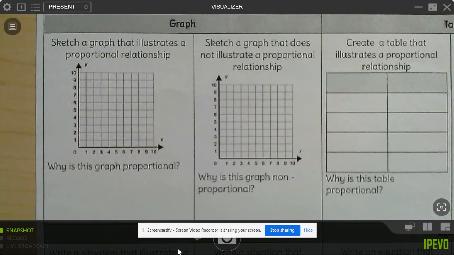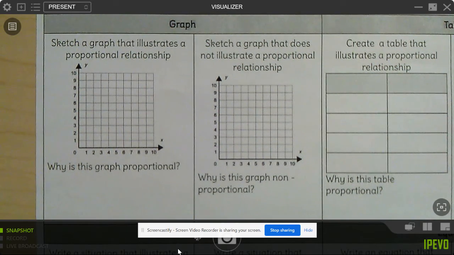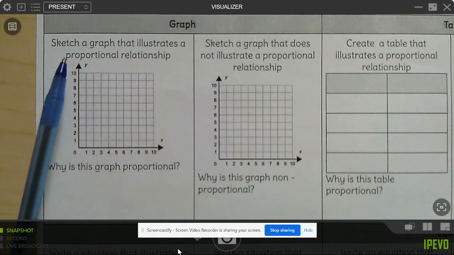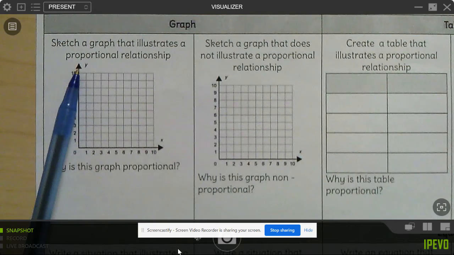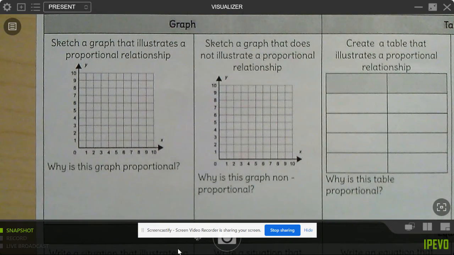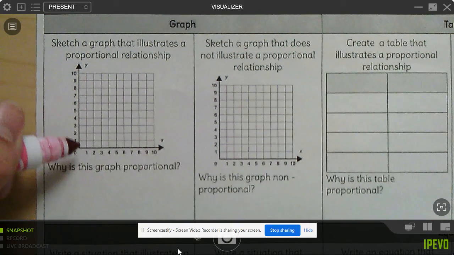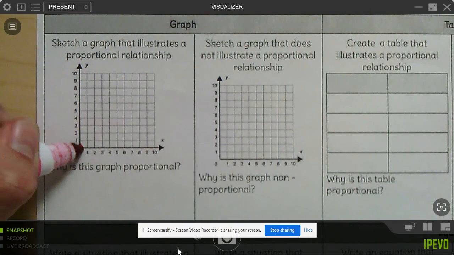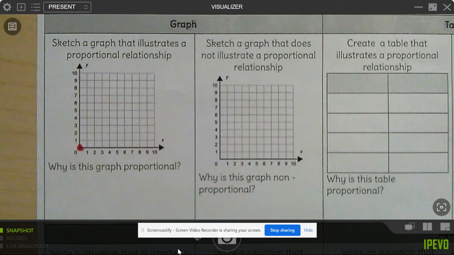So this is for the first page, which is about proportional versus non-proportional relationships. So for this one, we are going to sketch a graph that illustrates a proportional relationship. Okay, proportional relationships have to start at the origin, which is the coordinate point 0, 0, which you see here. So I'm going to put a coordinate point there. Proportional relationships also have to be a straight line. So in order for it to be a straight line, it's got to be a constant rate.